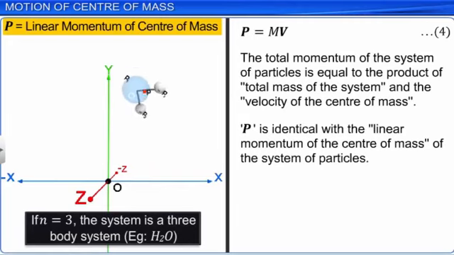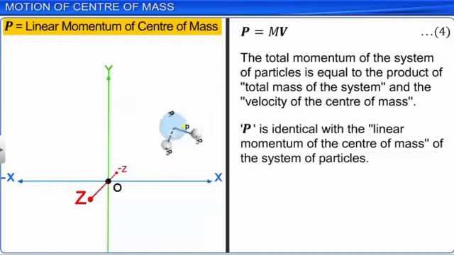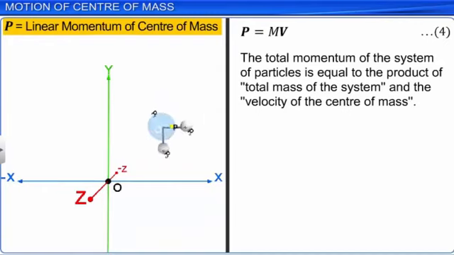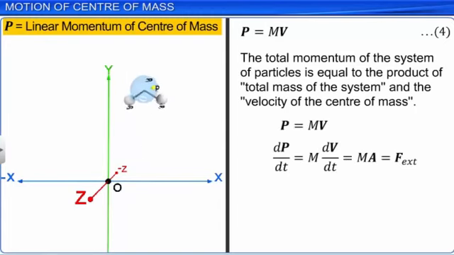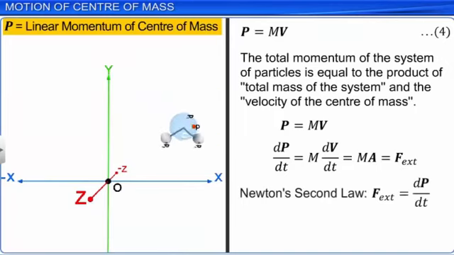On differentiating equation 4 with respect to time, dp by dt is equal to m dv by dt, which is equal to ma, equal to F external. F external is equal to dp by dt. This is Newton's second law of motion applicable to the system of particles.